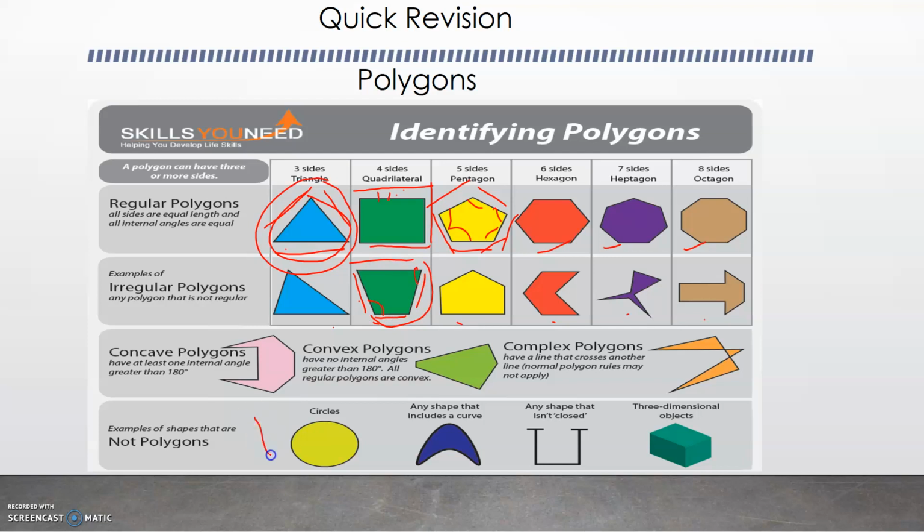If you come to the bottom here, this circle is not a polygon. Why? Even though it's a closed shape, it doesn't have straight sides. As you can see, it's curved, and that makes it a non-polygon. Same thing for this one. It doesn't have straight sides. This one has straight sides, but it has this gap open, so that makes it a non-polygon.